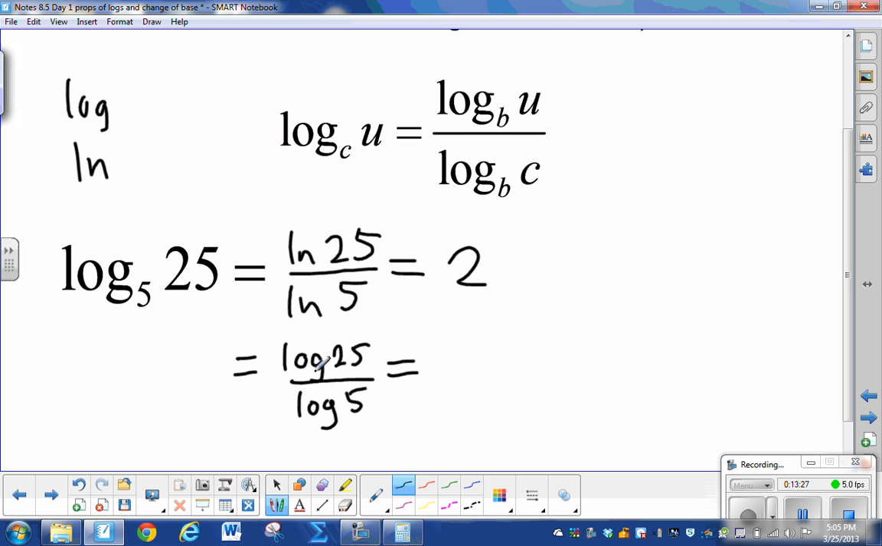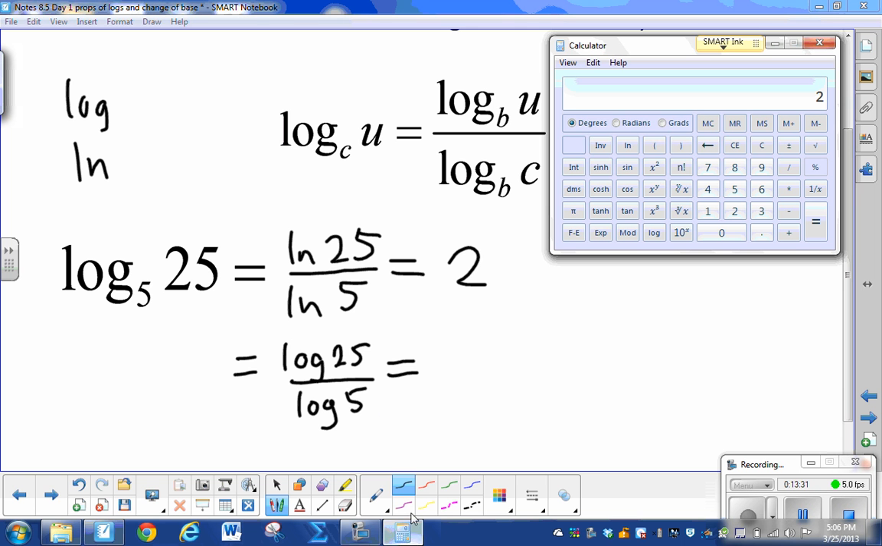It works with any base you want to change it to. This changes to base e, this changes to base 10. We can change it to a base 20 if we wanted to, but the whole point here is that we want to make it something that we can plug into our calculators.